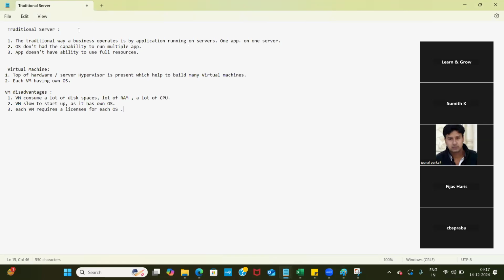Okay, traditional server. We discussed virtual machines, and I just pointed out some virtual machine disadvantages. Why am I doing this, guys? Because when we start the container, we can easily understand how it evolved from VM to container. And these are the reasons that we want the container. So that we will see.